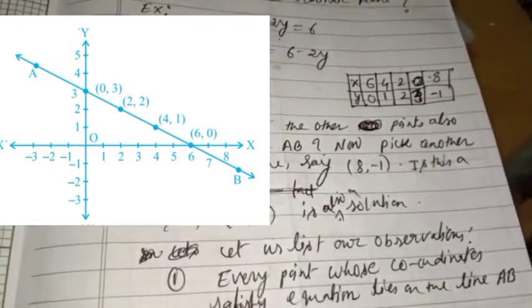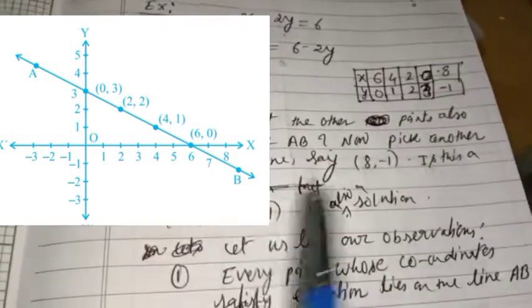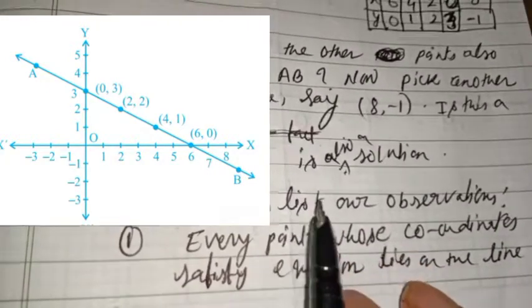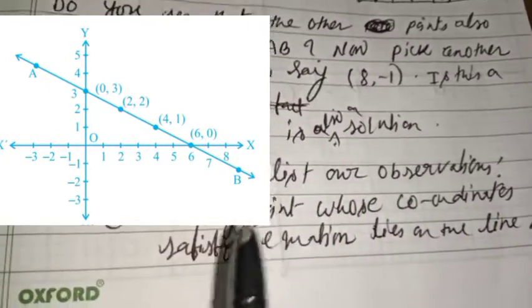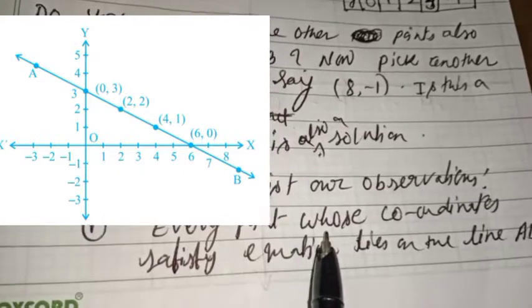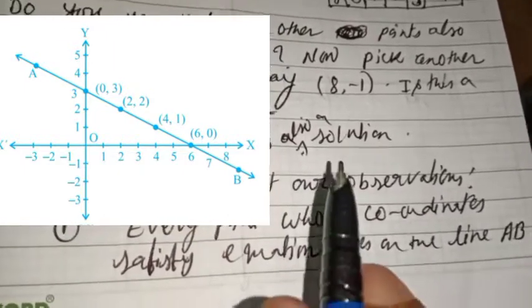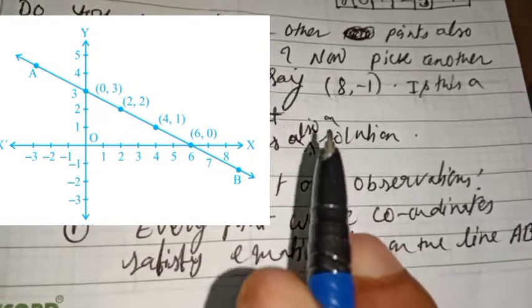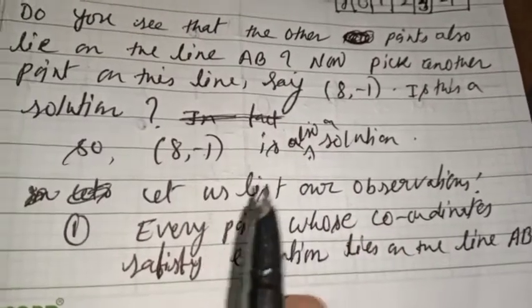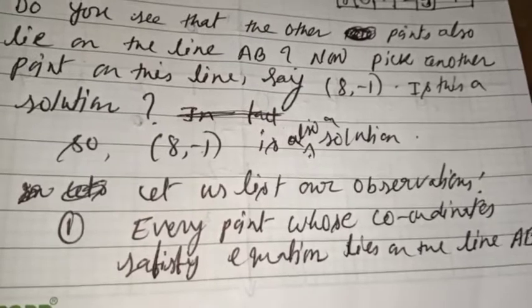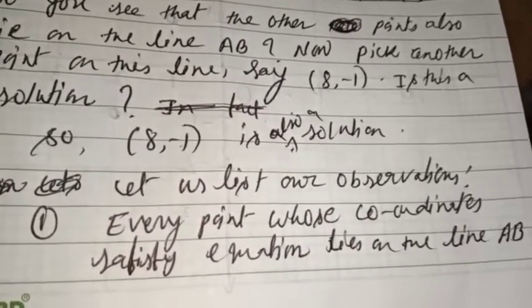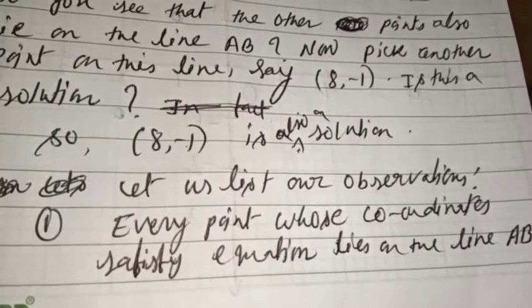Let us list our observations from the graph. Every point whose coordinates satisfy the equation lies on the line AB. Line AB means I am talking about the graph. This is a straight line. After plotting the points, we got a straight line. This straight line is AB, but you can give it another name, no problem.